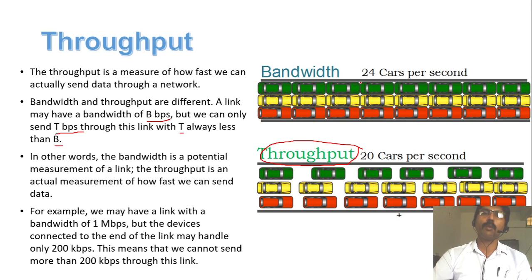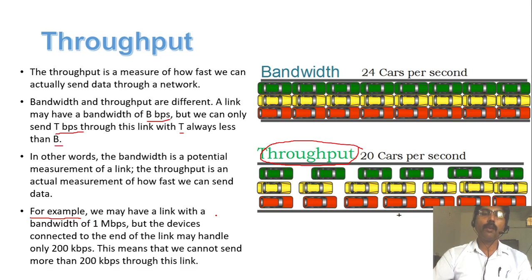If you see this diagram properly, if this is a road and we are transmitting cars, here all the cars are compact, so this is called bandwidth. But when we are actually transmitting the cars, they have some distances between them, not actually compact. So that is the throughput. It means we can transmit 24 cars per second, but in real life we can transfer 20 cars per second.